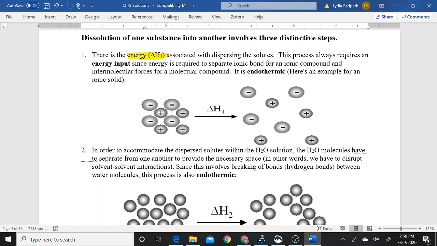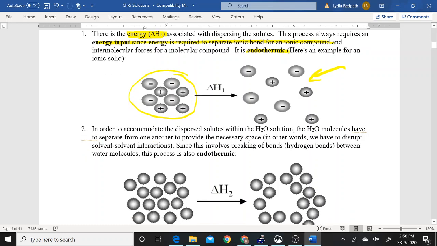The first step always requires energy, so input energy, because we're breaking, or separating, those ionic bonds. The ionic compound that we had before is a whole bunch of positives and a whole bunch of negatives, and they're bound together with ionic bonds. When we dissolve it, we have to bust those bonds apart. That takes energy. And if it's taking energy in from its environment, you probably remember this term, endothermic. So it's actually taking energy in.